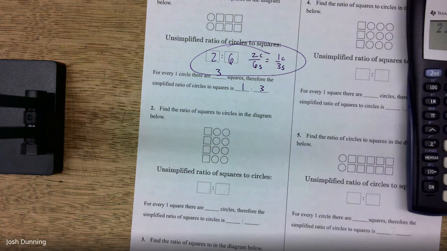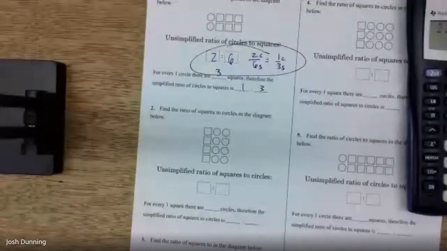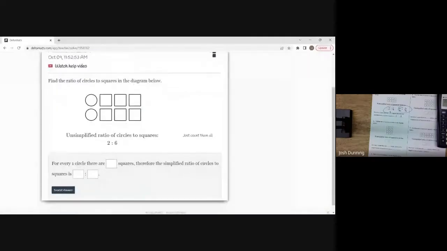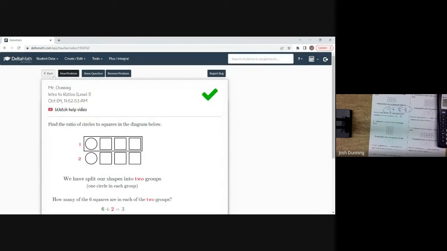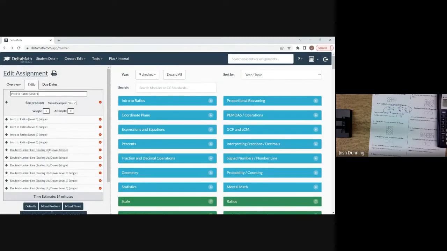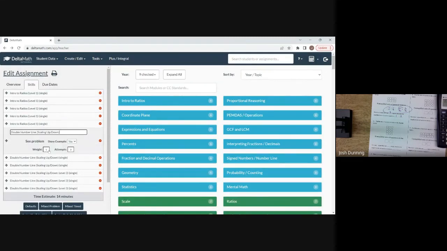Now we'll go back. And we'll finish this off. For every 1 circle, there are 3 squares since we reduced it down. So 1 circle to 3 squares. All right, so that's one type of problem. So you'll have a handful of those.